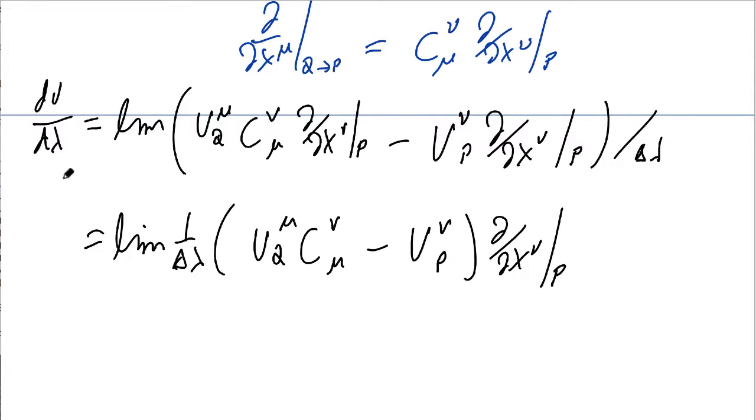So what we have here is a vector. It's the derivative of v with respect to lambda, but it's a vector itself that sits at point P. And in fact, here's the expansion of that vector in terms of the basis vectors at point P. So these would be the components of the vector.